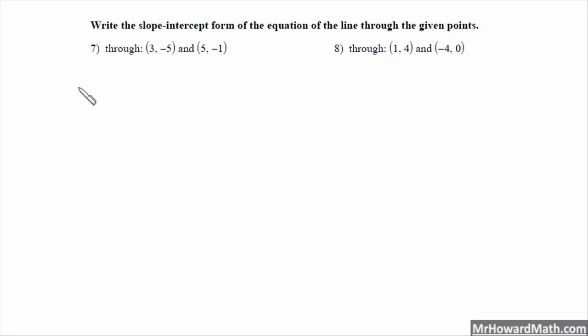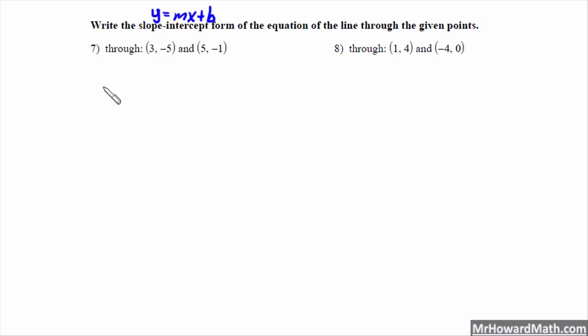Now for problems 7 and 8. 7 and 8, write the slope-intercept form of the equation of the line through the given points. Slope-intercept, y equals mx plus b. That's the form, y by itself. So I'm given point, actually here I'm given 2 points, so I need to find the slope first.